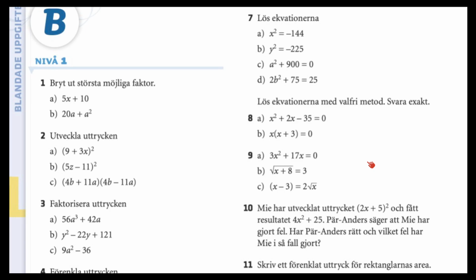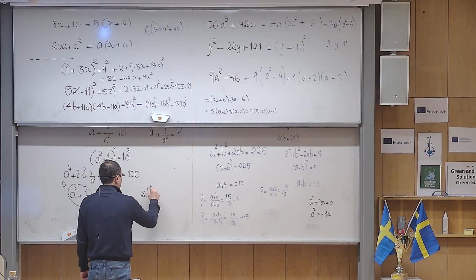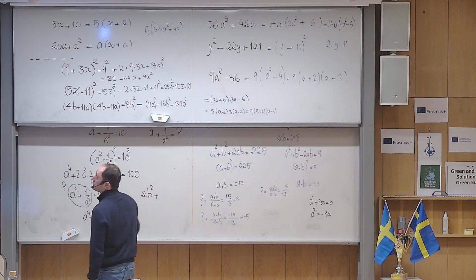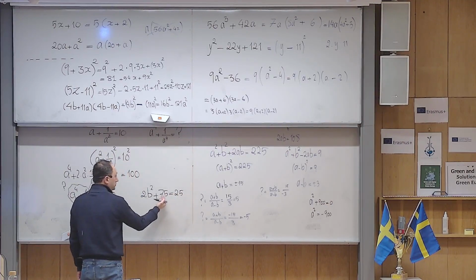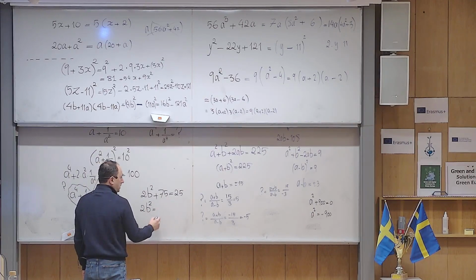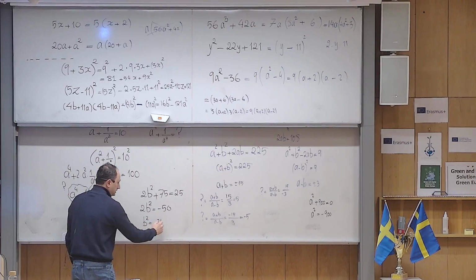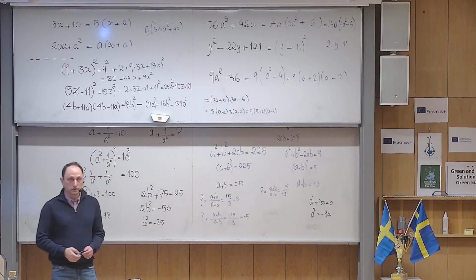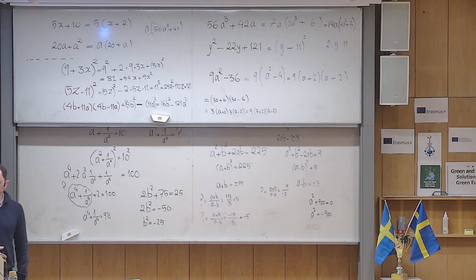What about the last one? 2b squared plus 75 is equal to 25. So what do you do? First, you move 75 to the left, so it becomes minus 50. Why? 25 minus 75. And then you divide by 2, you will face the same problem. Yes? No solutions. So this exercise is training you about that sometimes quadratic equations don't have any roots.